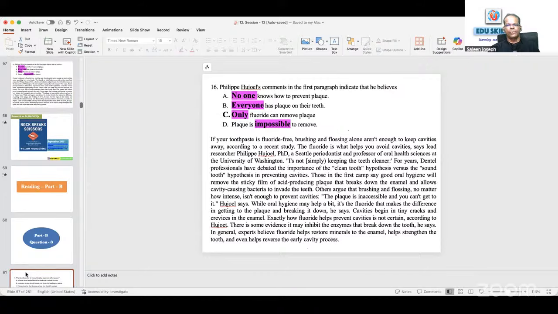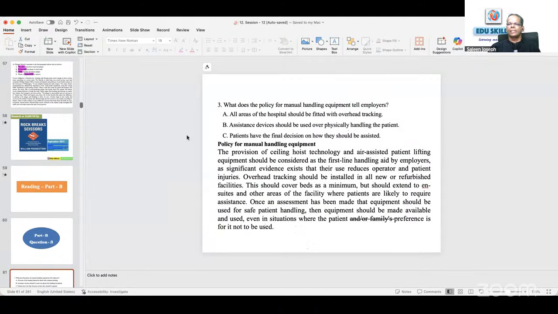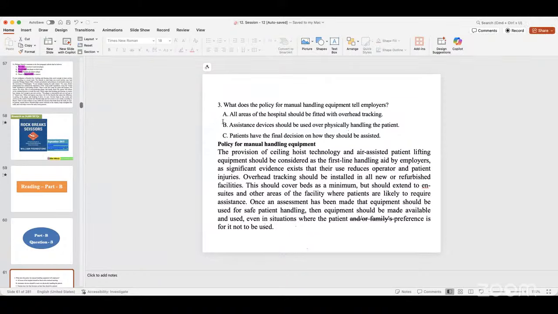Let's check. Next one. Okay. What does the policy for manual handling equipment tell employers? Bittu, G2. Kerala. Employers. Okay.